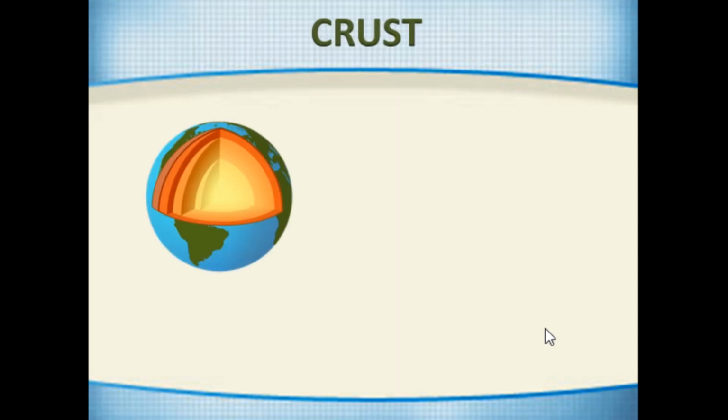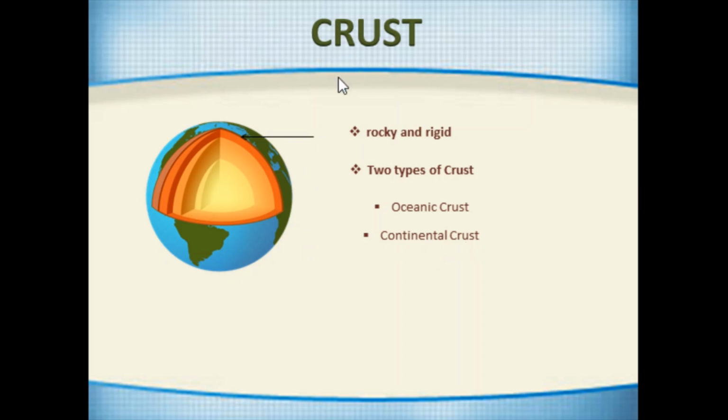First, let's have the crust. If you can see the red part over here, this is the crust layer. What is the crust? The crust is rocky and rigid. It has two types: the oceanic crust and the continental crust. The crust is the outermost layer of our Earth, found at the outermost part. That's why it's fragile, rigid, and rocky. And it's also thin, not thick. Okay, what is this part? Very good, it's the crust. C-R-U-S-T. Crust.